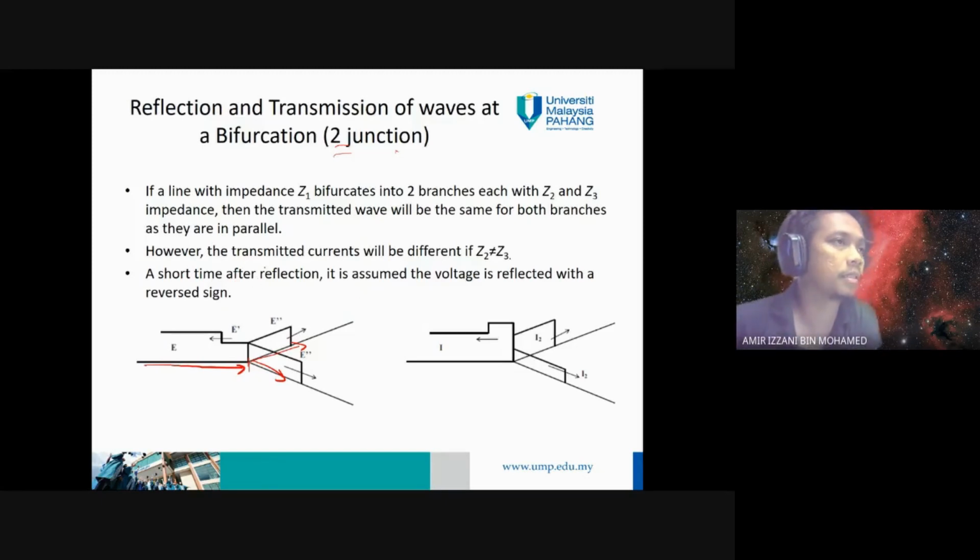And the transmitted power or currents will be different if the Z is not the same. This one is Z1, Z2, Z3. If these two are not the same, the current will not be the same. If Z2 equals Z3, the current or power transmitted will be the same.